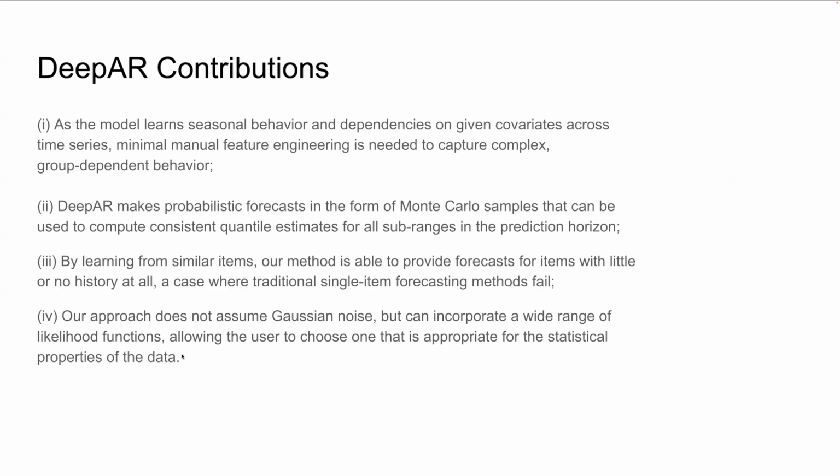And the last contribution that they mentioned is that instead of just using a Gaussian distribution, you can actually generalize it to different distributions. So maybe if you have some kind of a skew distribution, you can also choose to parameterize the skew distribution instead of just assuming Gaussian noise in your model.